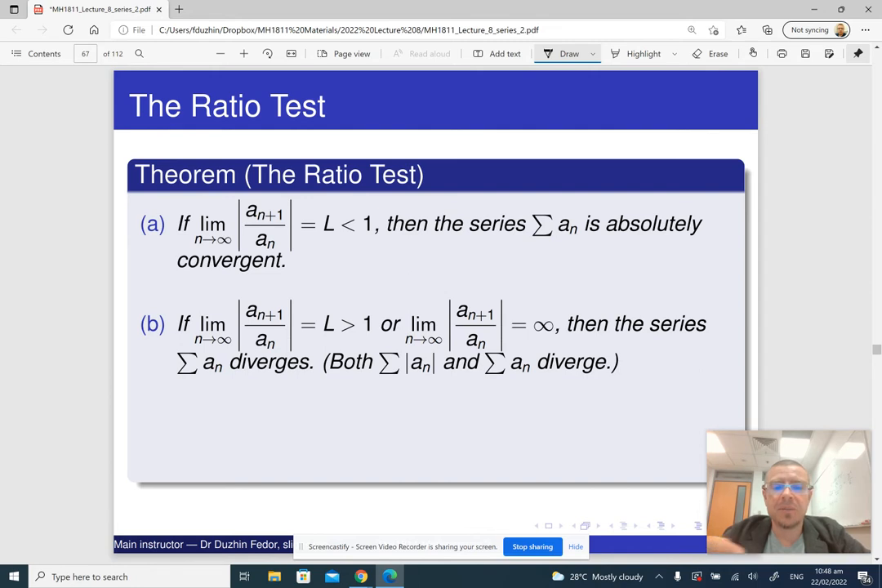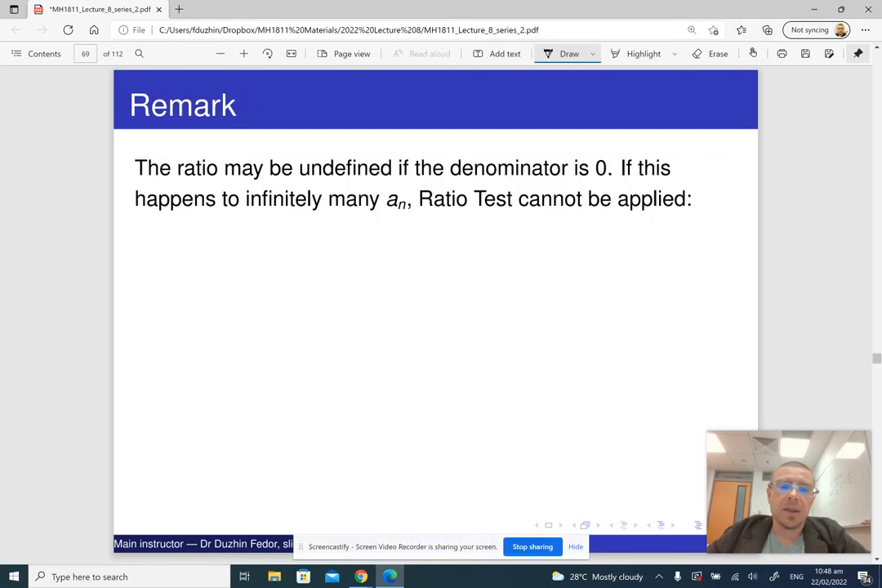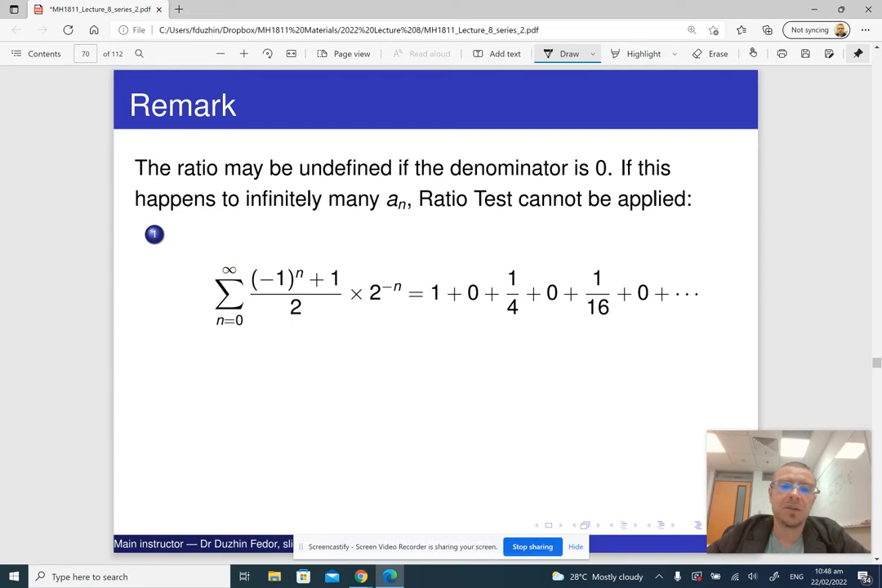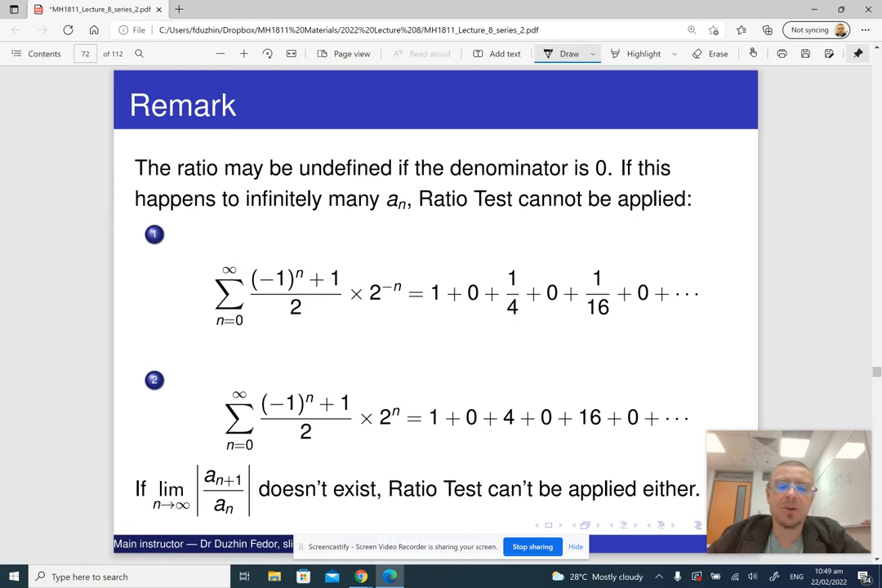Now, the counterpart: because of basically the same reason, if the limit of the ratio of two consecutive terms of our series is bigger than 1 or infinite, then the series diverges. Okay? And finally, if the limit is exactly 1, then the ratio test is inconclusive. The ratio may also be undefined if the denominator is 0. If our series has infinitely many zero terms, then we can't really take the limit of the ratio because it's simply undefined. In that case, we have to apply some other tests. Or if the limit of the ratio of two consecutive terms doesn't exist, then again the ratio test just doesn't work.